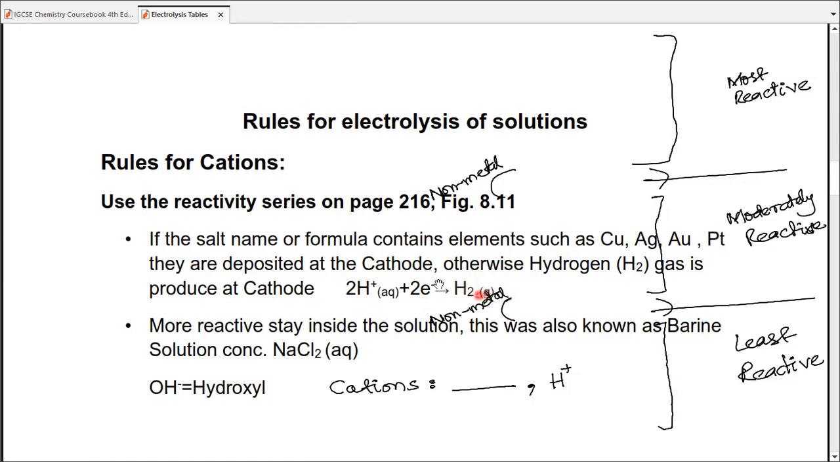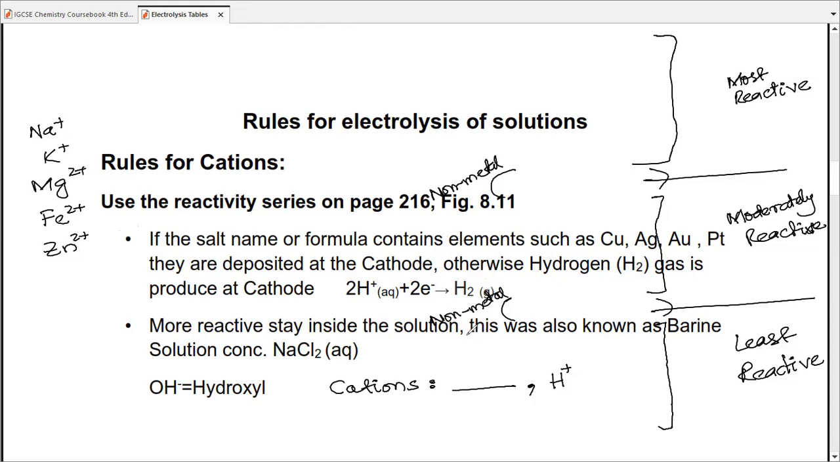So most of the time, let's say we are working with a sodium salt or potassium salt or magnesium salt. Let's say we are working with an iron-based salt or a zinc-based salt. As all of these elements are more reactive than hydrogen, none of them would be able to leave the solution. They will always stay inside the solution. Hydrogen ions instead would be able to get to the cathode and get discharged from there in the form of hydrogen gas. So as all of these are more reactive than hydrogen in comparison, they would stay inside the solution.